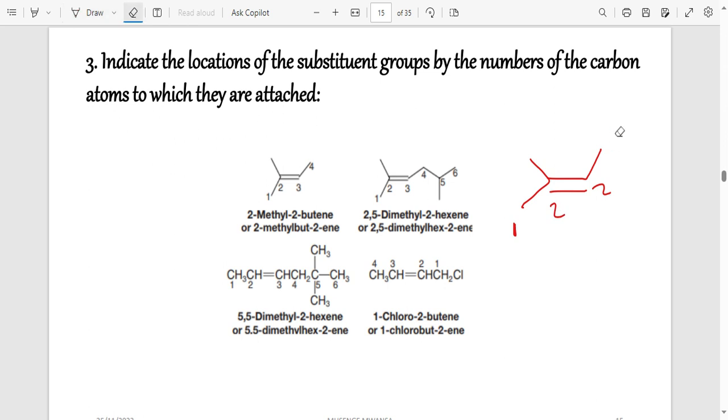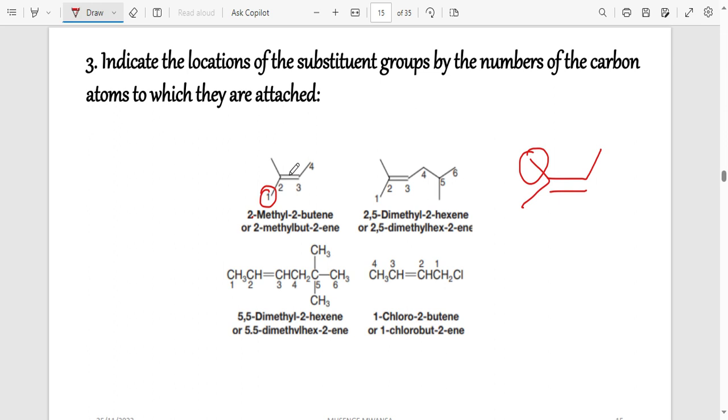But I'll not start counting from the top. Why? Because I've got a group. This is going to be a group. So even when I'm looking at the double bond, I also need to look at the group. It should also receive a small number. That is why we start counting from this direction. So when naming, you always first name the group. So the group is at position number 2. So that is 2-methyl.